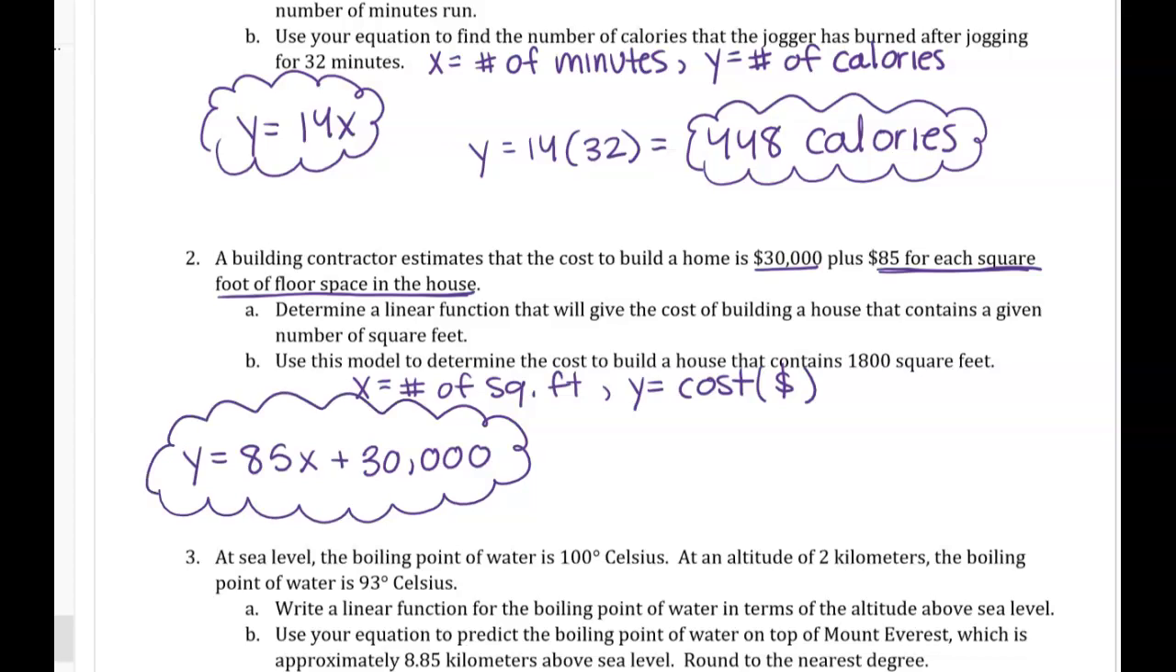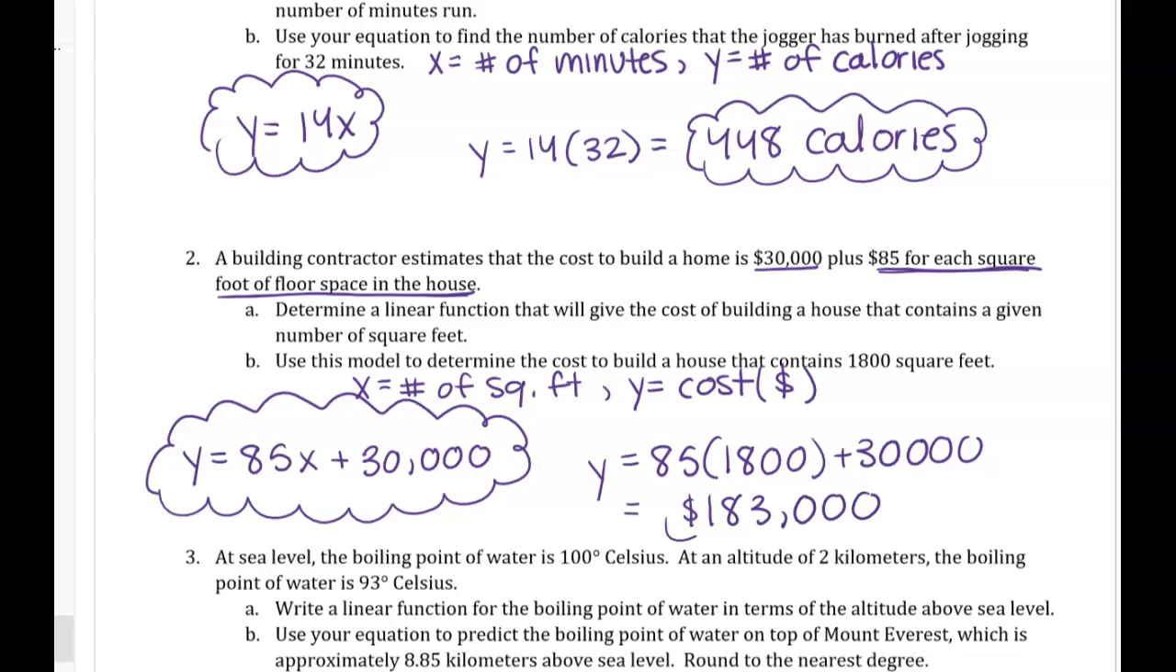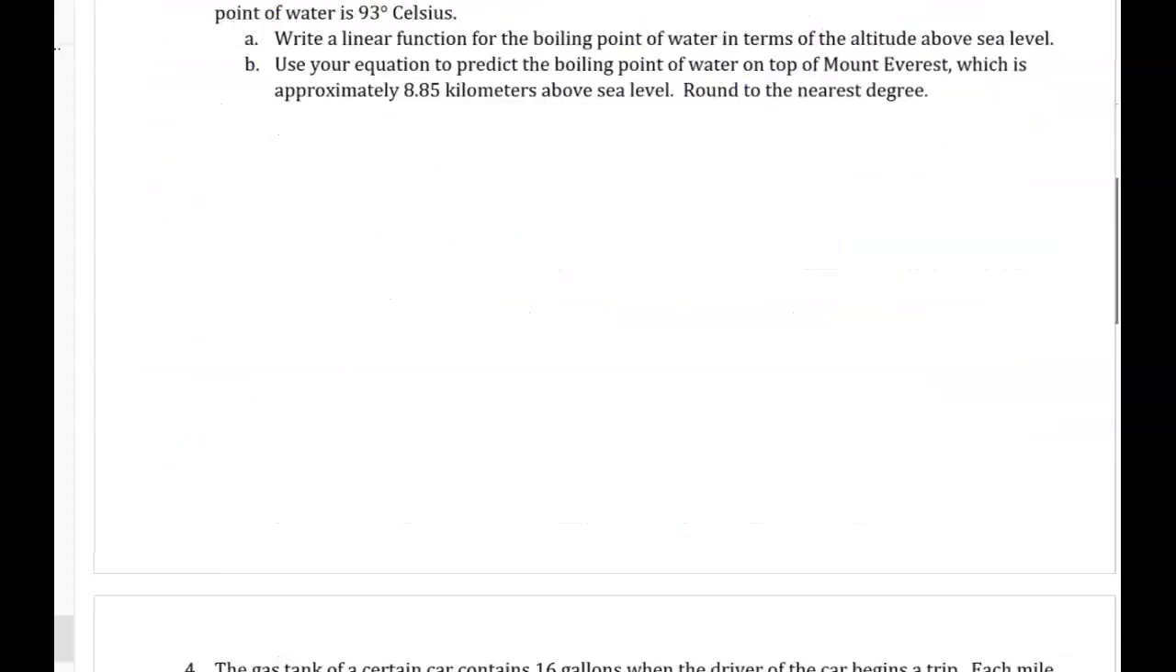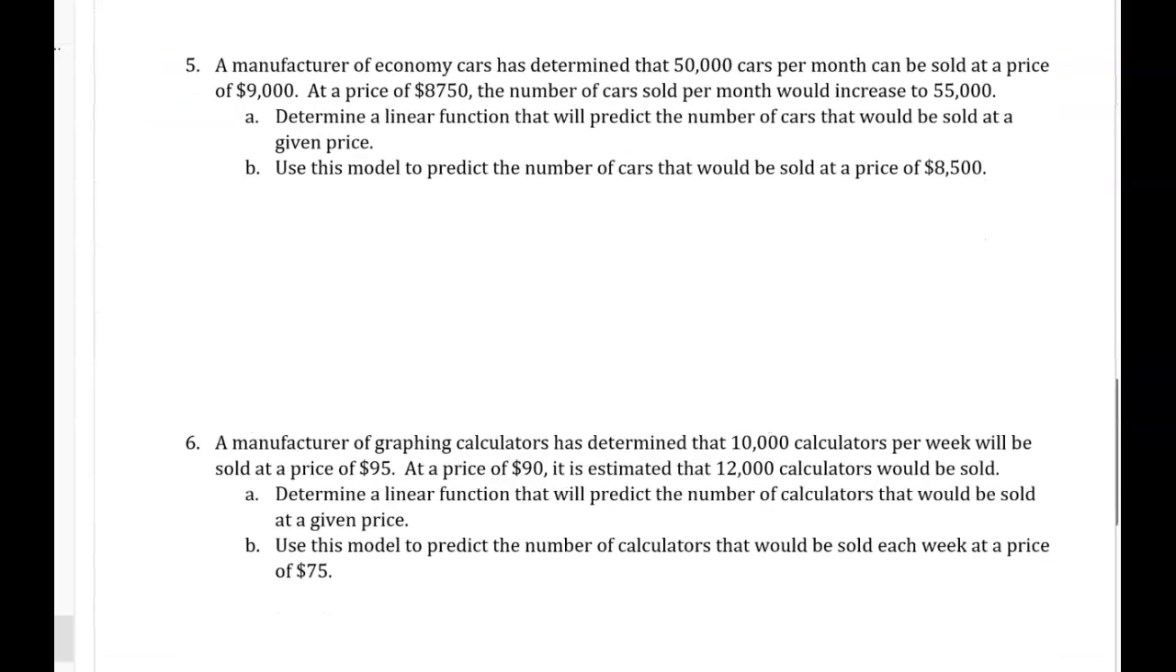And then in part B, we use this to determine the cost to build a house that contains 1,800 square feet. Well, y equals 85 times 1,800 plus 30,000, and this equals $183,000. I'll have you do number 3 on your own, and number 4. I'm actually just going to skip to number 5.